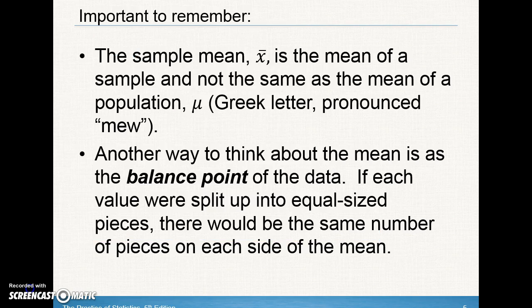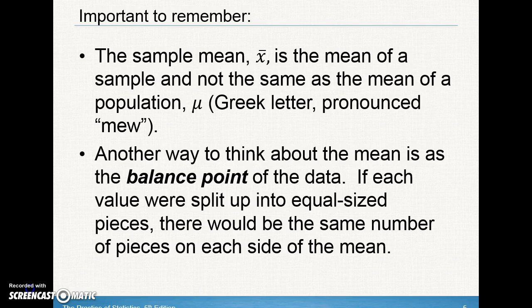Okay, so important things to remember. This is what I added to the presentation. The sample mean, X bar, is the mean of a sample and not the same thing as the mean of a population. We use the Greek letter mu to represent the mean of a population. Later on, I think it's chapter 7, we'll get a little bit more into that distinction.